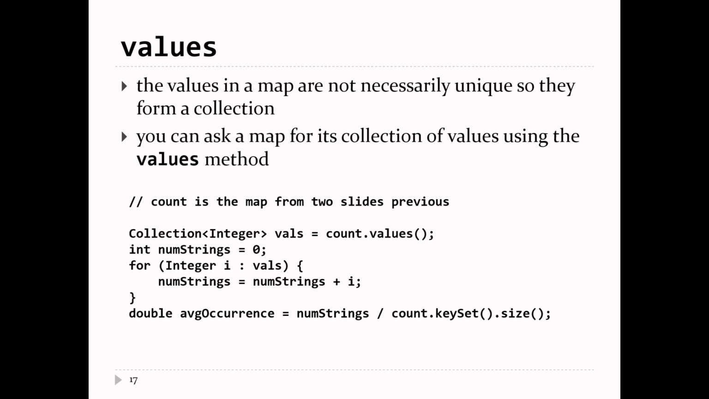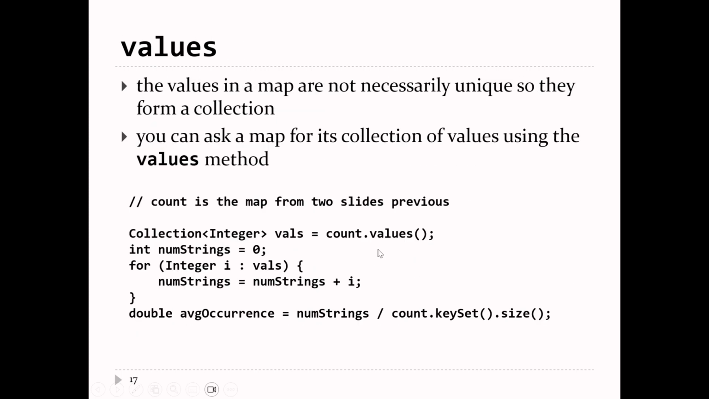Is there a bug? There's a bug. That's an int, so you have to make one of these a double to get the correct floating point value out. And so you can compute the average word occurrence, or the average number of times each word occurs in that string that you processed earlier, that way.